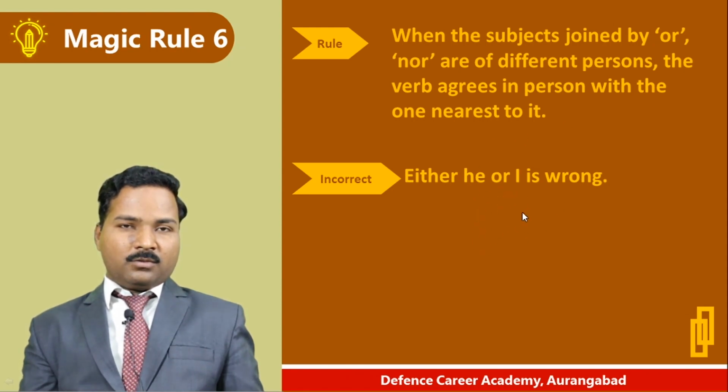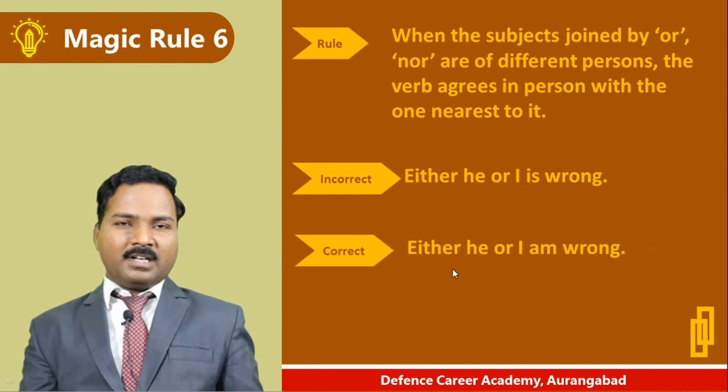Okay. So the verb must agree in person with the second subject, the second noun. So with I we don't use is, with I we use am. So the correct sentence will be either he or I am wrong.